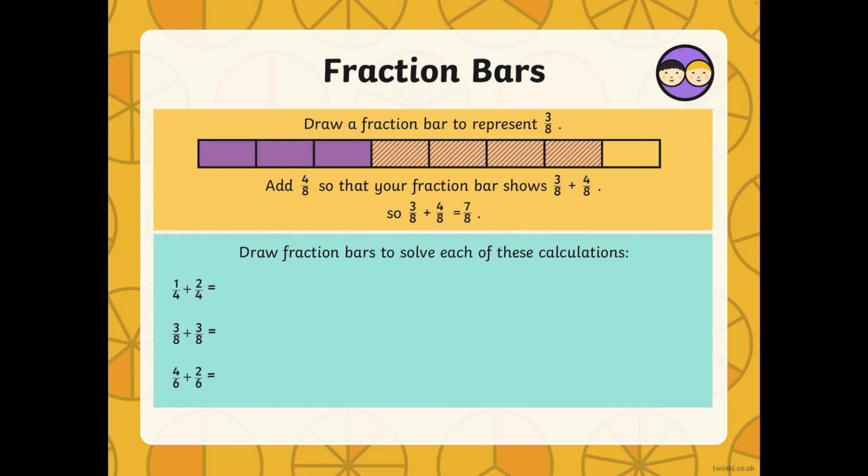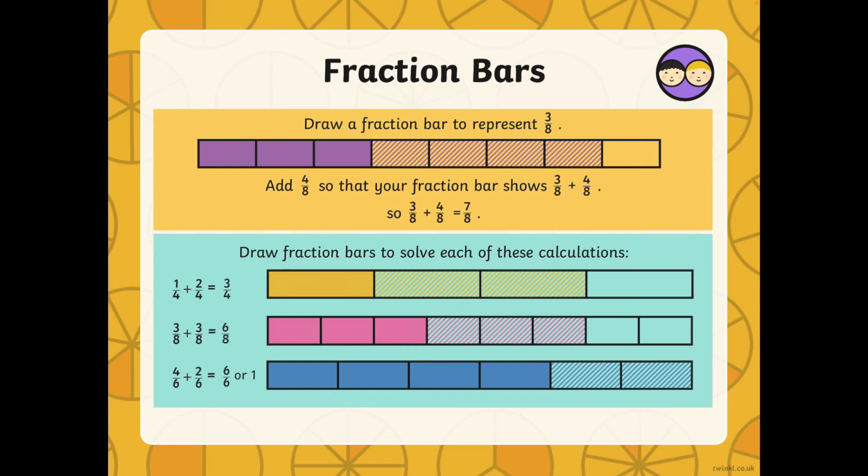Right, how did you get on there? So if you weren't sure about any of them, this is what they should look like. Okay, so notice on the bottom one, 4/6 and 2/6, that makes a whole 1. Okay, that makes a whole 1 there. So what do you notice about the numerators and the denominators when you add the fractions? Well, our denominators are all the same, and our numerators, apart from the bottom one, are less than the denominator.